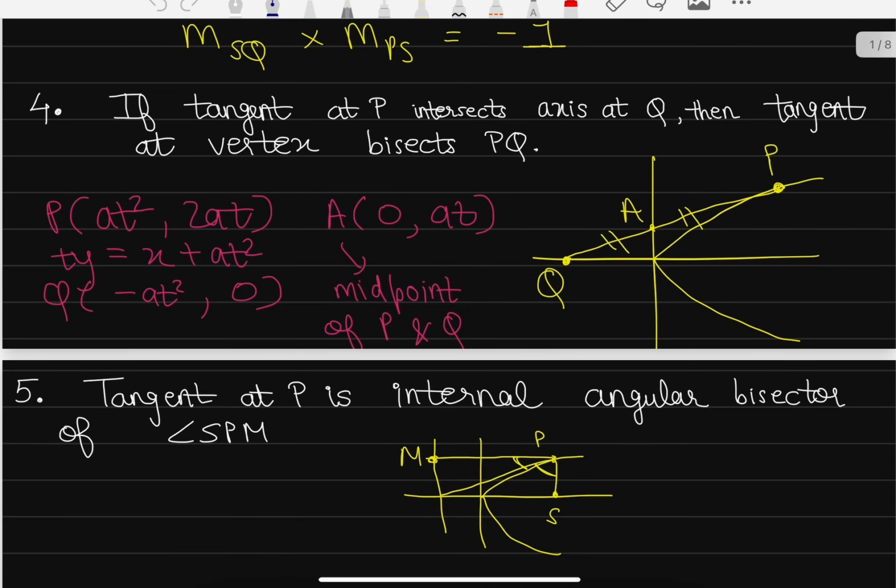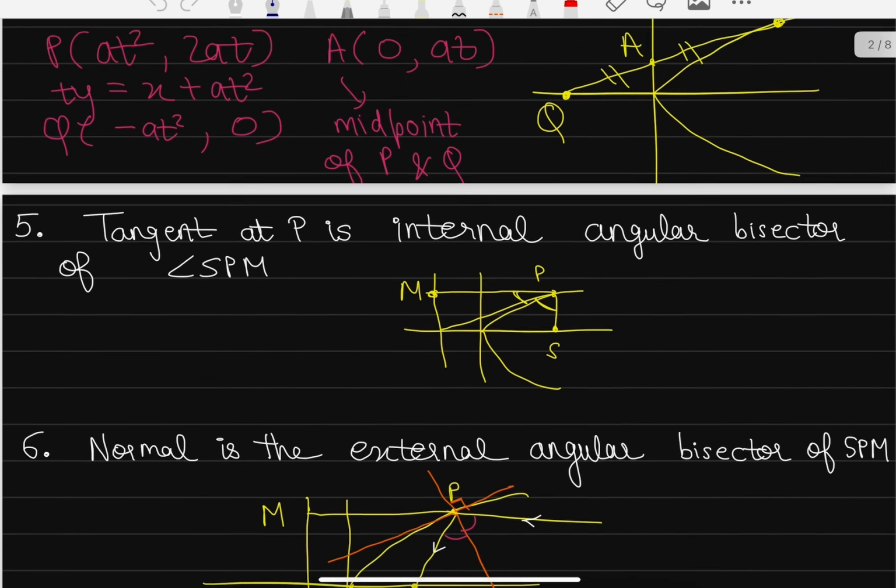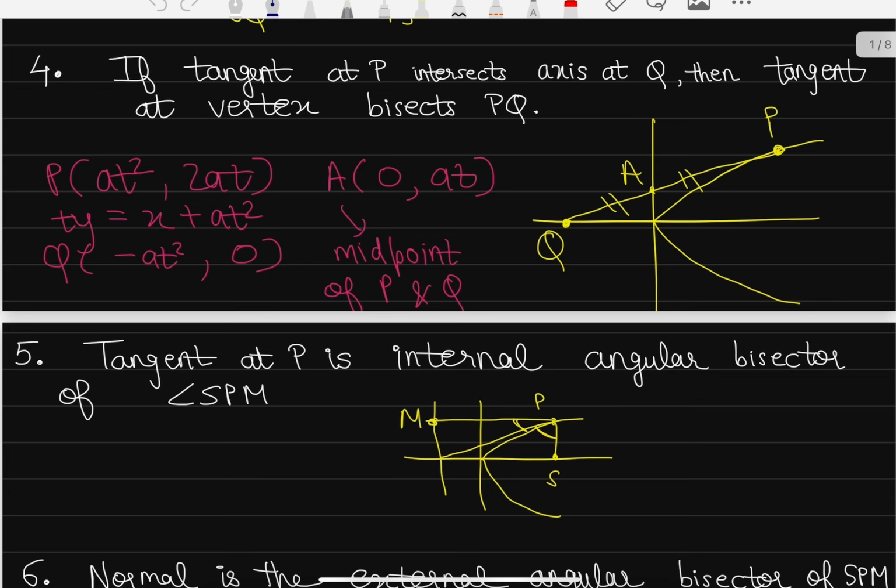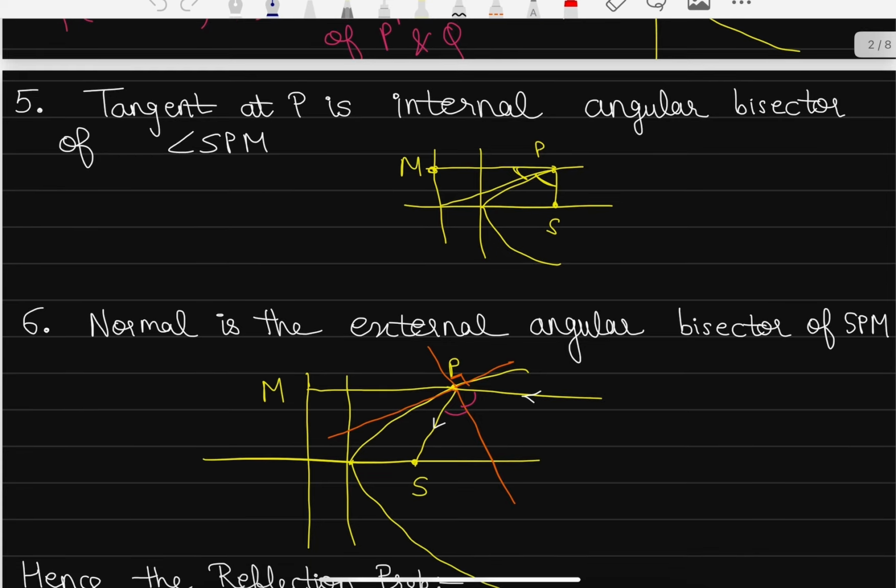Fourth property, if tangent at P intersects the axis at Q, then the tangent at vertex bisects PQ. This property is also quite easy to prove. Find the coordinates of P, find the coordinates of Q by putting y equal to 0, and the coordinates of the midpoint are (x1 + x2)/2, (y1 + y2)/2. Also, these properties are valid for all kinds of parabolas. We are just proving for y² = 4ax.